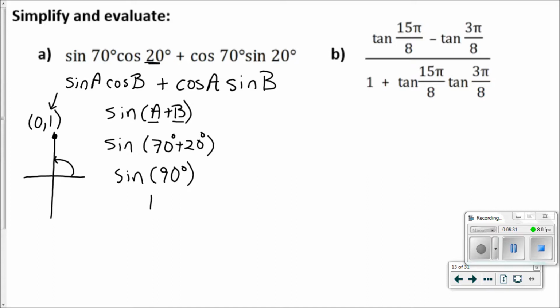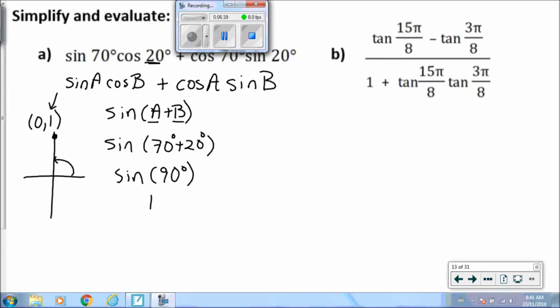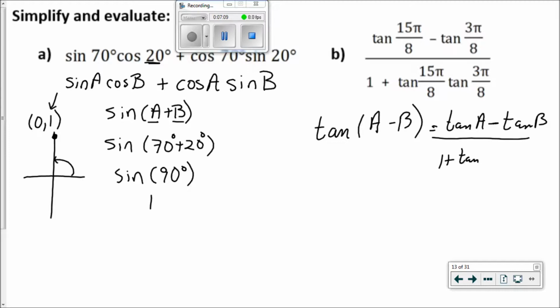Over here in part B, it's a little bit uglier. We've got a tangent calculation now, and we can see that if we look at the formula sheet, because this is a subtraction up here and an addition down here, this is our tan A minus B identity, where you can see that's equal to the tan of A minus the tan of B over 1 plus tan A tan B.